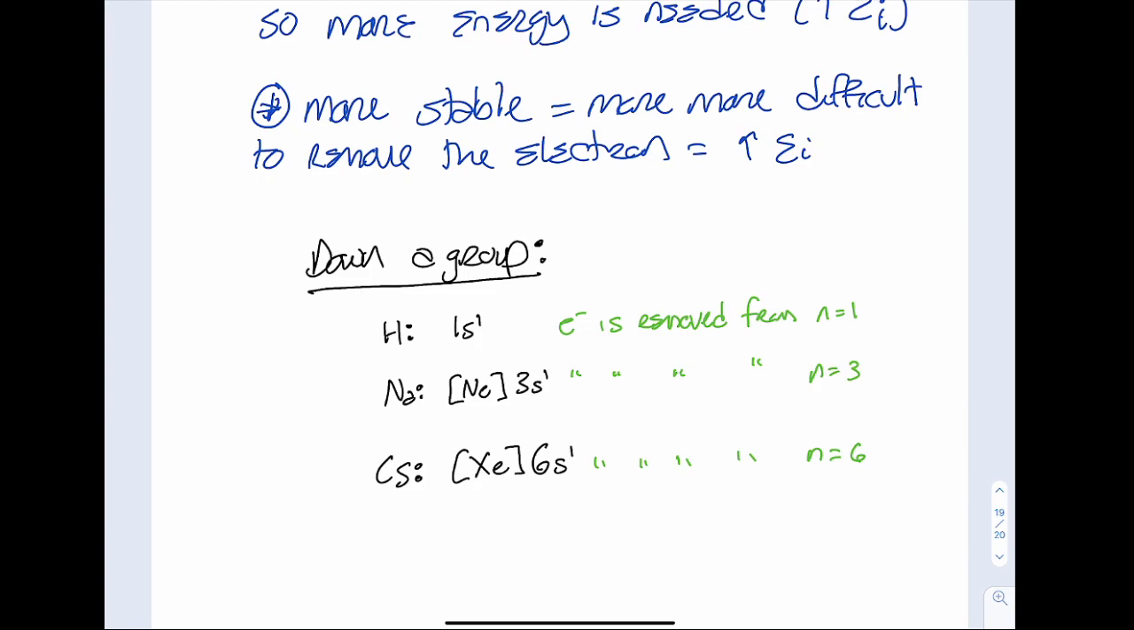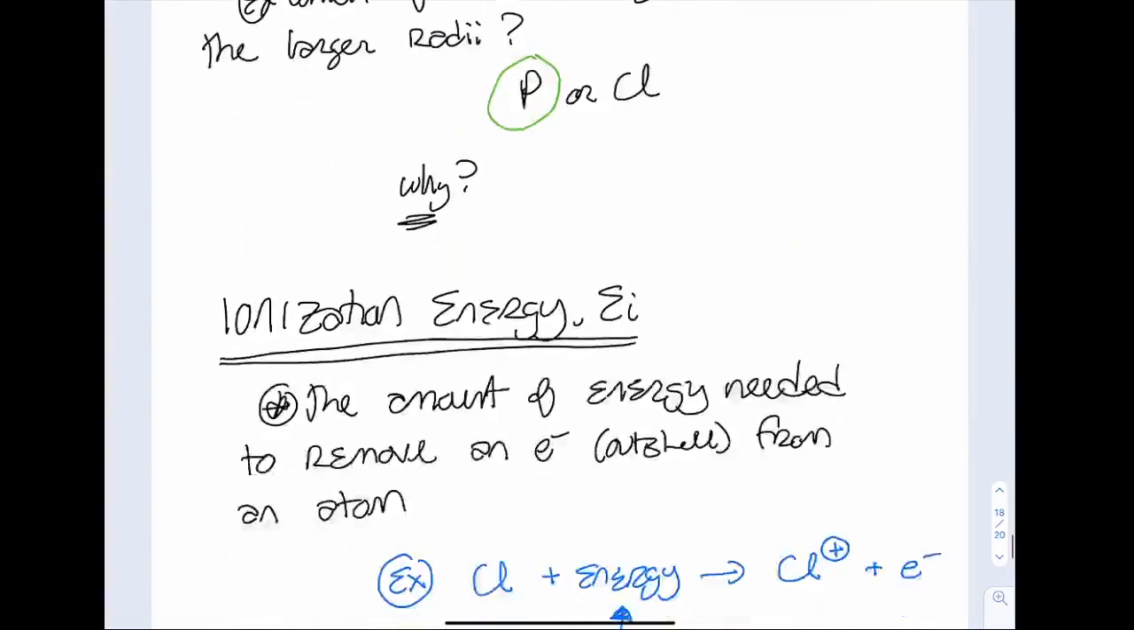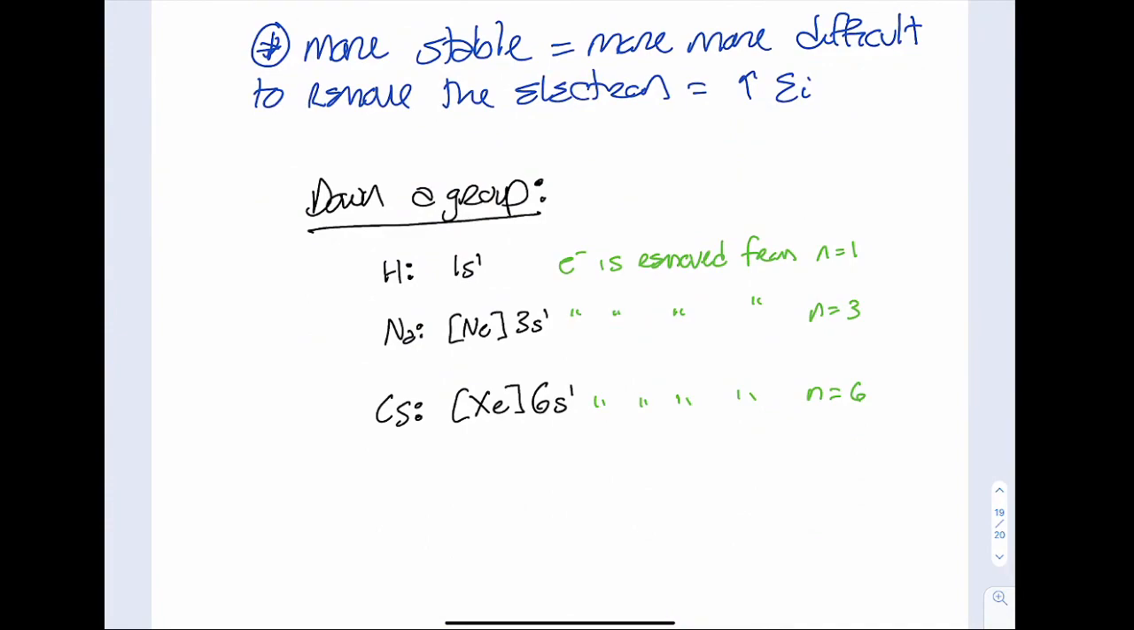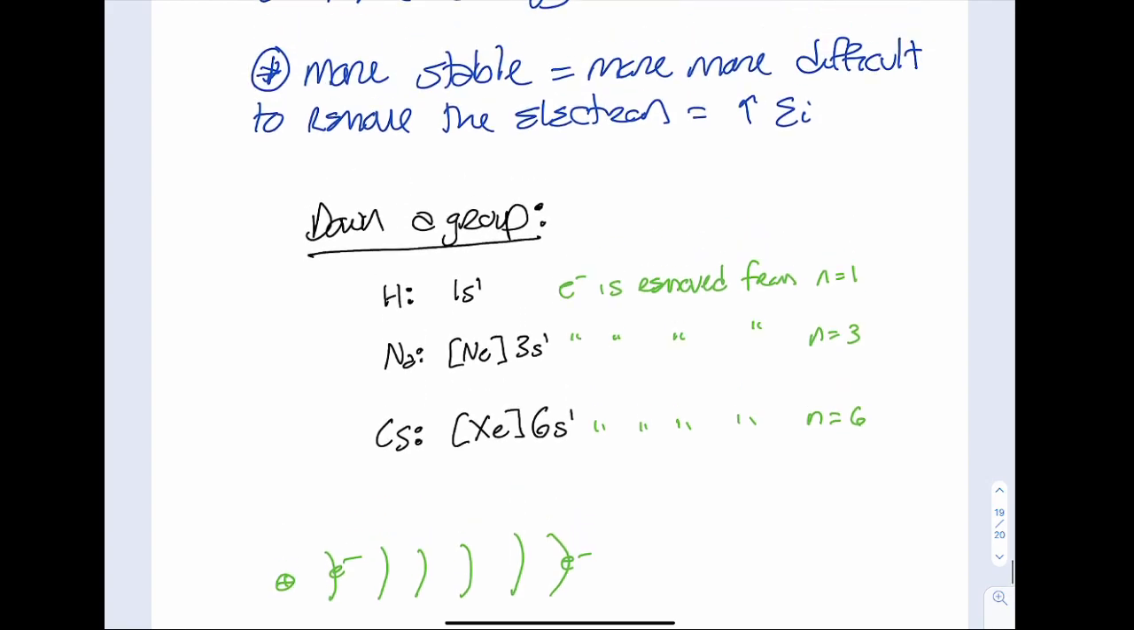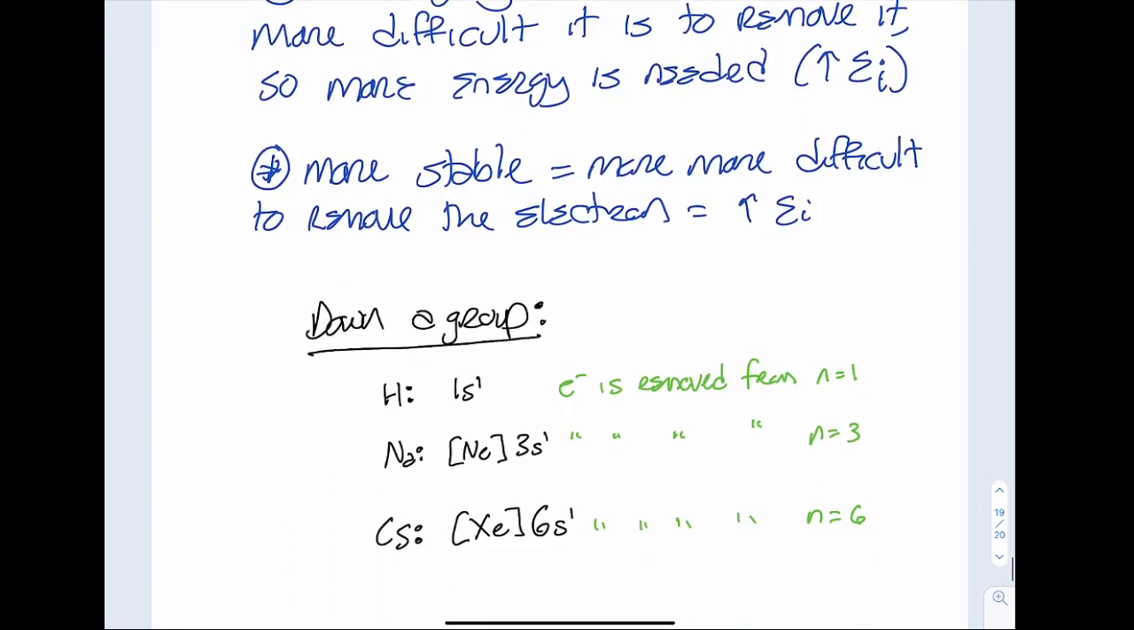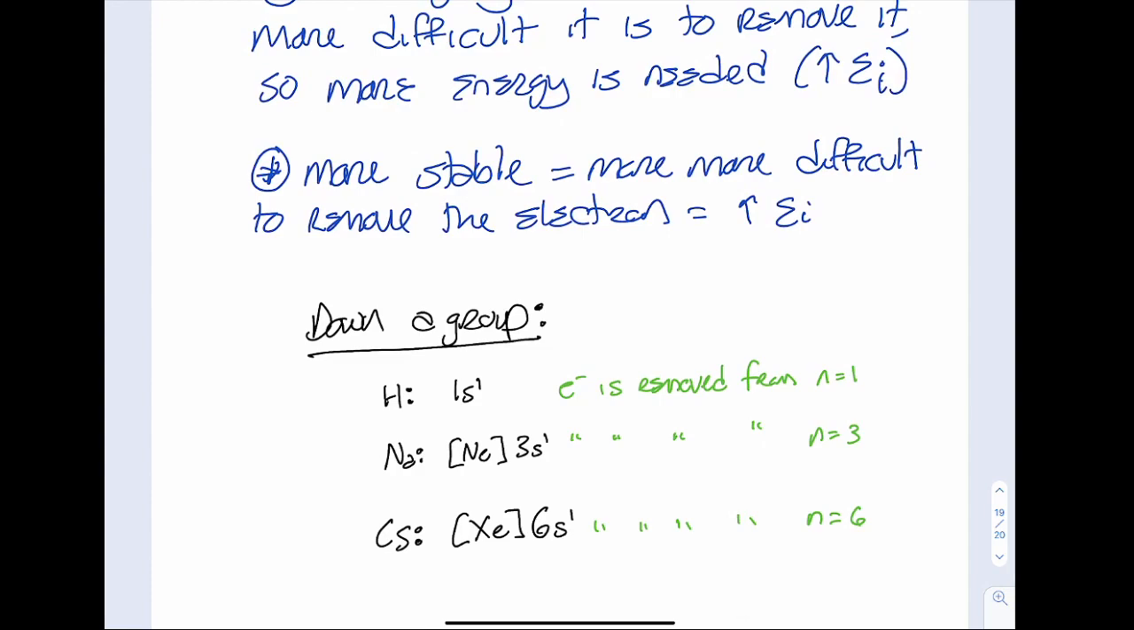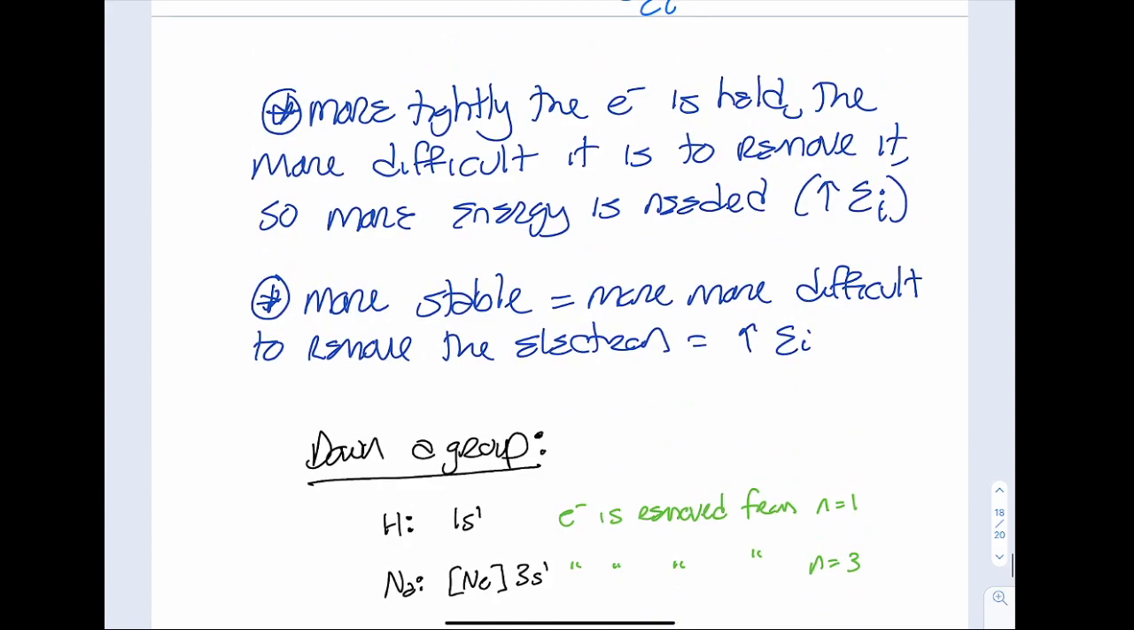Hopefully you said the first shell, right? Remember, the closer the electrons are to the nucleus, the more tightly they're held, the more stable they are. So in hydrogen, that electron that we're removing, and again, this isn't to scale, but it's right there. If I was looking at cesium, it's right there, right? And again, not to scale, but it's much further away than it is with sodium, which is further away than hydrogen. Sorry, that got confusing. So the more tightly it's held, the more difficult it is to remove it.